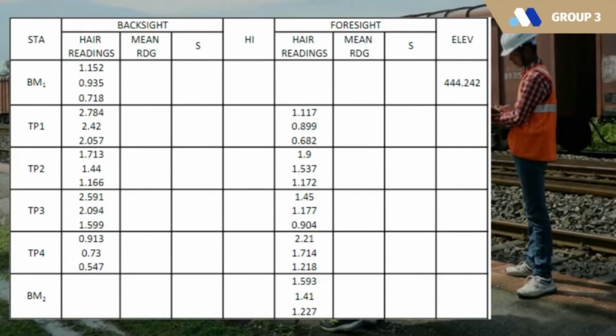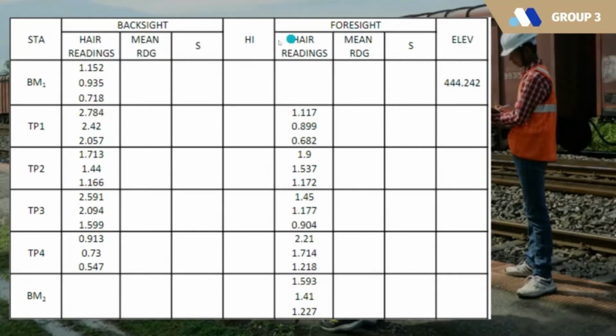In order to appreciate and understand the equations and variables, we're going to answer a sample field note which consists of the given readings per station as well as the elevation. Now the first process is to solve all the mean readings of the backside, then followed by the mean readings of the far side. And by the way, as a recap, backside reading is a reading on a point of a known elevation, while far side reading is a reading on a point of an unknown elevation.